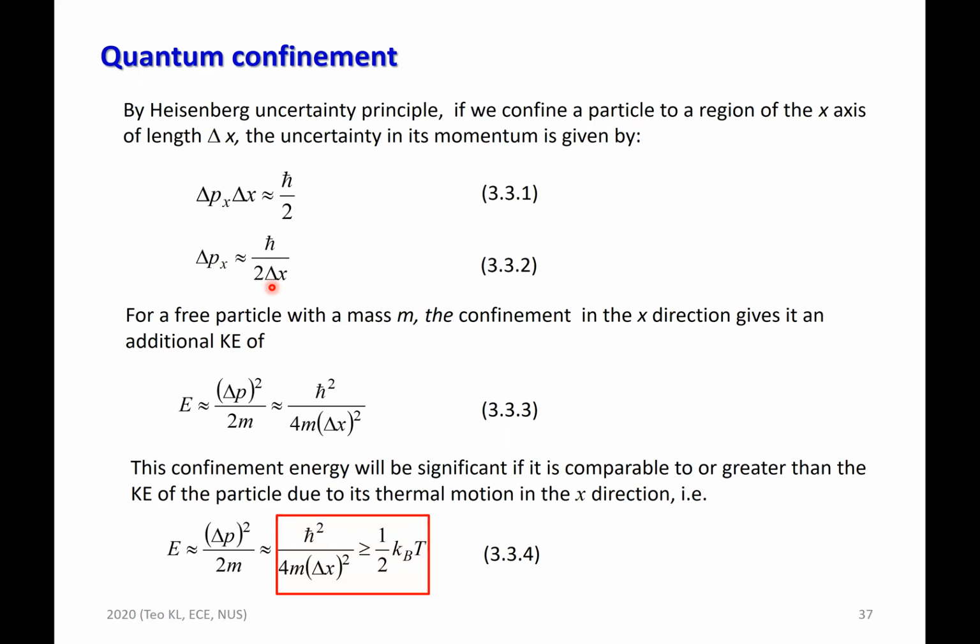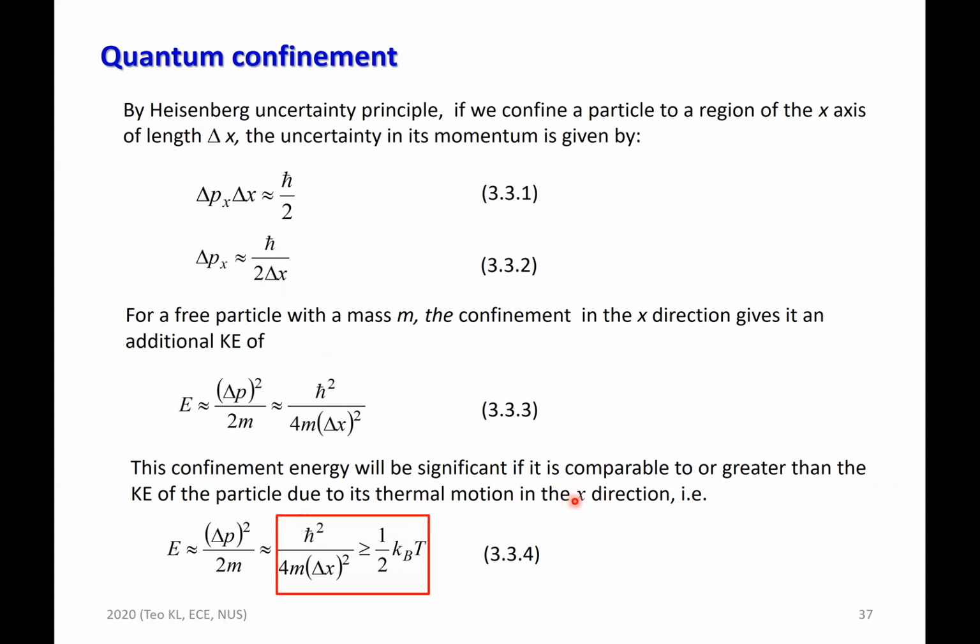Given a free particle of mass m, the confinement in the x direction gives it an additional kinetic energy of delta p squared over 2m. That is the kinetic energy of the particle in the x direction, or you substitute delta p with h bar over 2 delta x, and it will be of this form. Now, this confinement energy will be significant if it's comparable to or greater than the kinetic energy of the particle due to its thermal motion in the x direction.